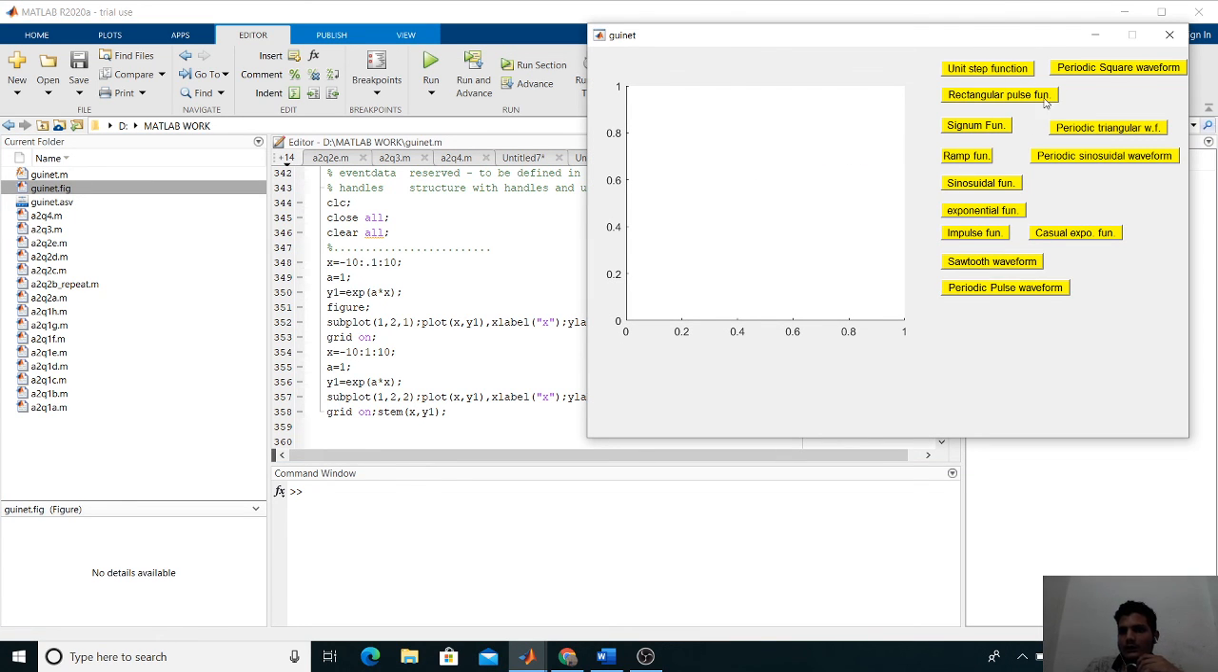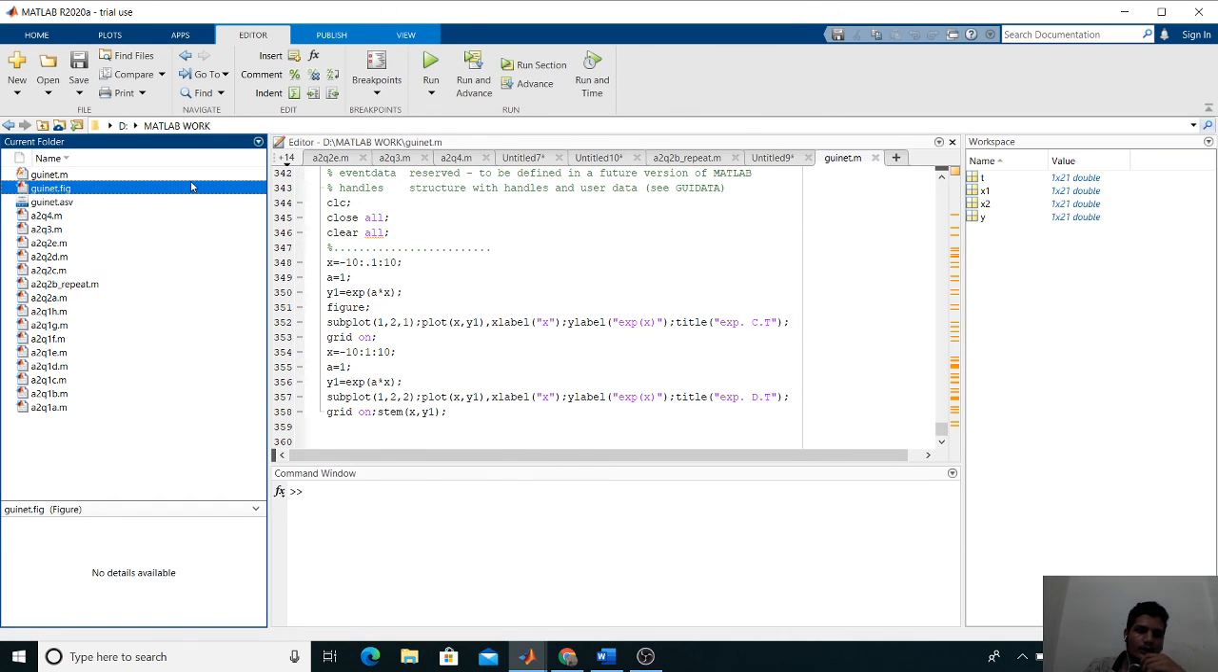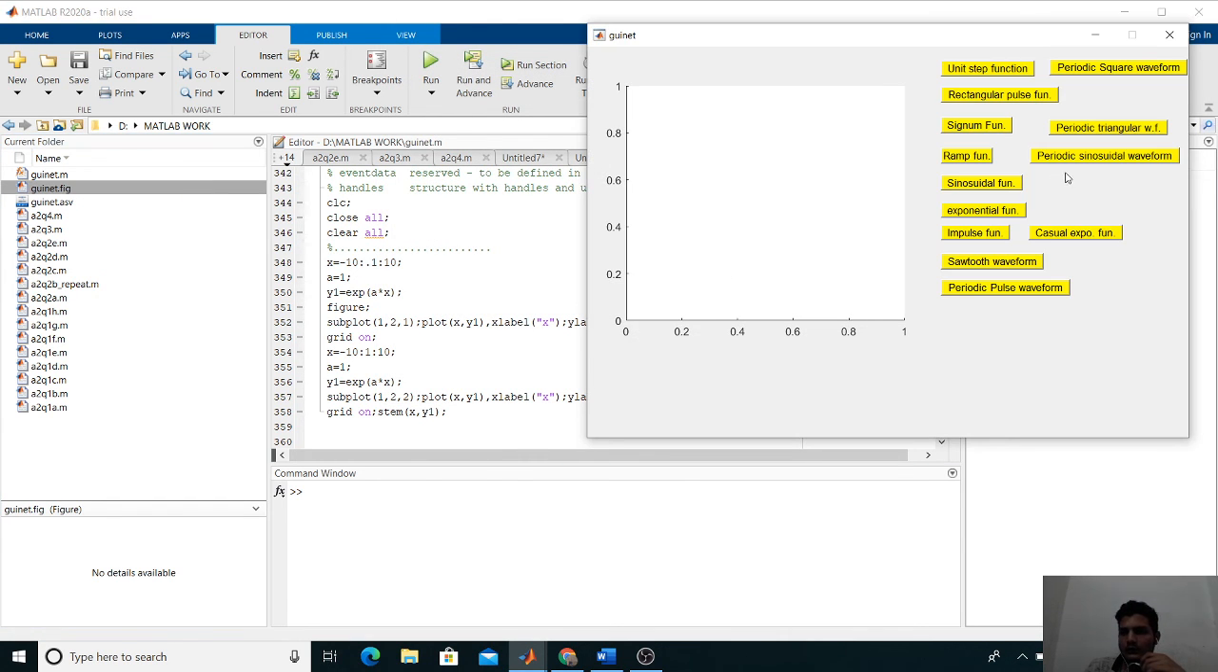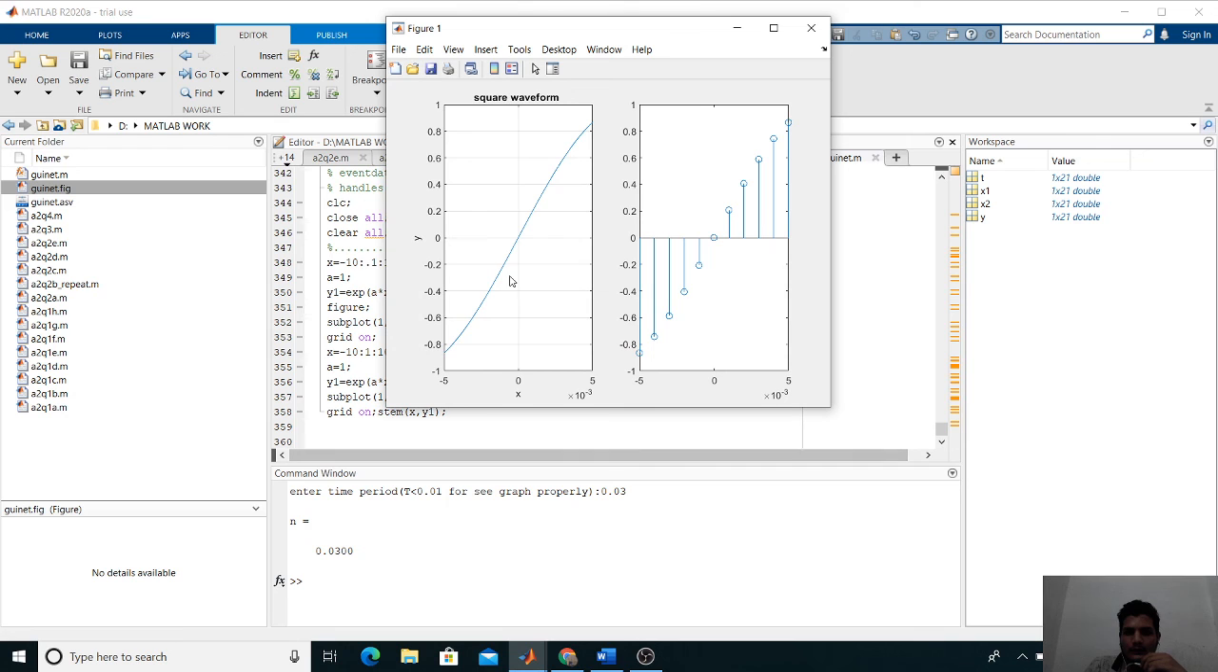Let's see. I want to build a ramp function. So I click on the ramp function, and the output comes out like this. See, this is the plot of the ramp function. Now let me look at another one in which I have to give input. In the periodic sinusoidal waveform, it needs input. So I click on it, and it is asking to enter the time period, which should be less than 0.01. So let's say I input 0.03.